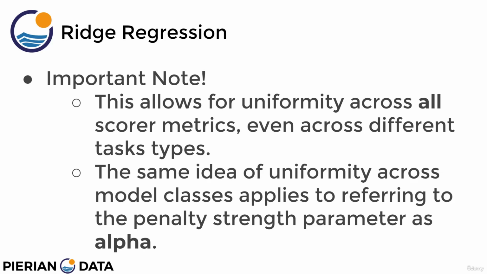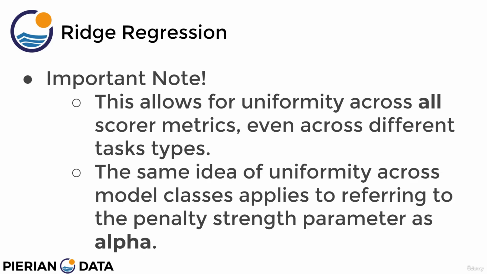And the same idea of uniformity across model classes applies to referring to the penalty strength parameter as alpha, regardless of the typical notation for that particular model's equation. So something to keep in mind, they're building a very uniform framework for scikit-learn, which comes at the small price of having to think a little bit about what parameters you're actually adjusting and how they relate to the theory and intuition that you've already learned about. But in my personal opinion, that's actually a good thing because it requires you to understand the model before you just implement it in scikit-learn.